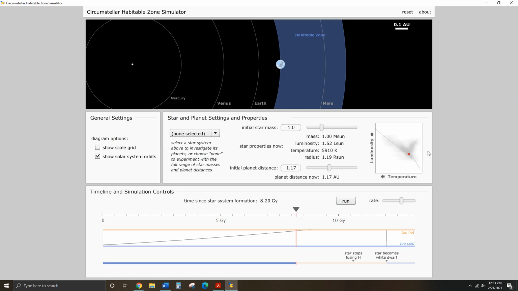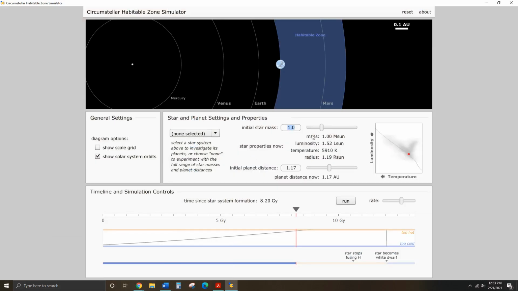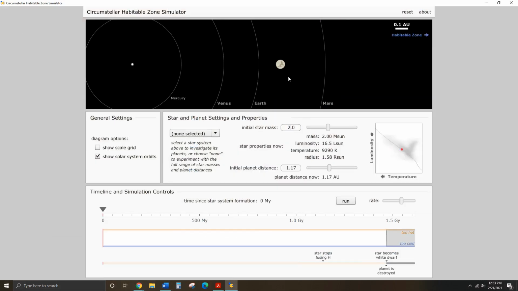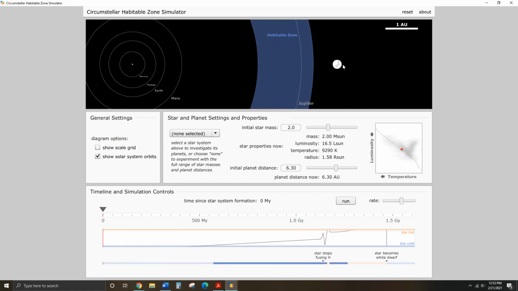So gather that timeline. And now let's look at it for, what was this last one, a 2? 2 solar mass. Okay. Well, we got some work to do. We're going to have to migrate this out here so it's at least in a good starting point. I'm going to put it out here just beyond the orbit of Jupiter, about right there. What is the initial planet distance? And when will it lose its habitability?